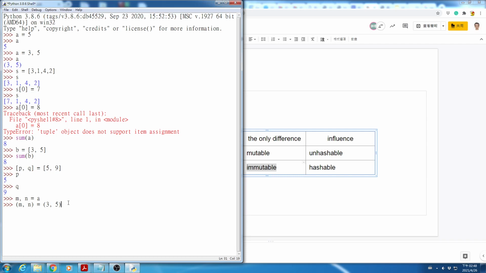So, now, after we have done this assignment, what is the value of M? Remember, A is 3 and 5. So what is the value of M? 3, exactly. All right? And what is the value of N? 5, exactly. Do you know what I'm talking about here? Good? Okay.